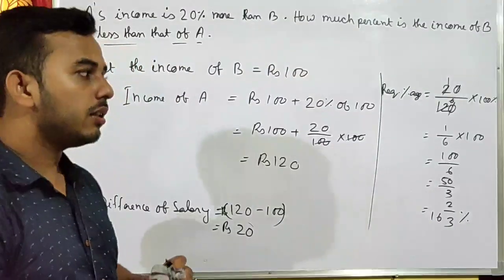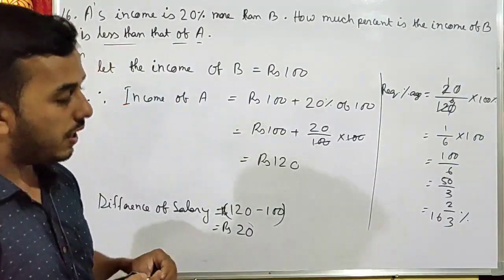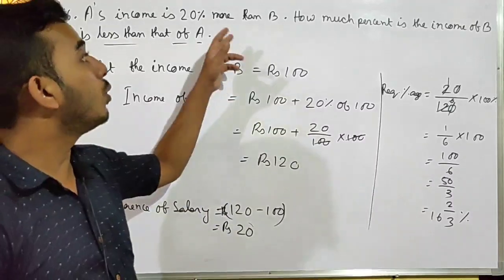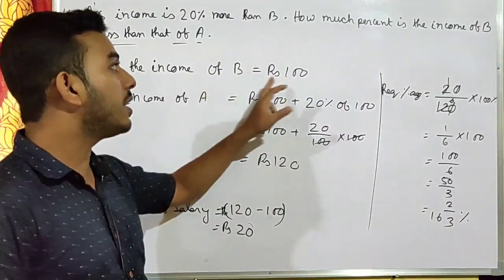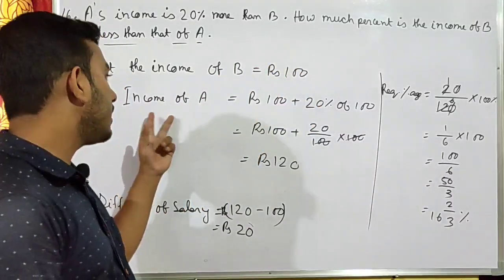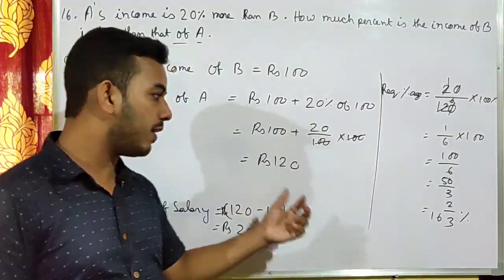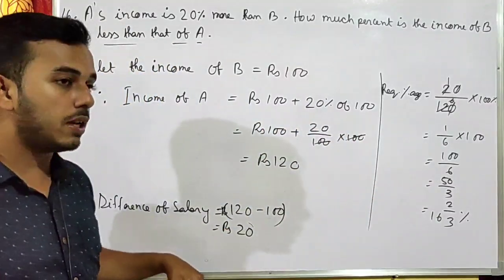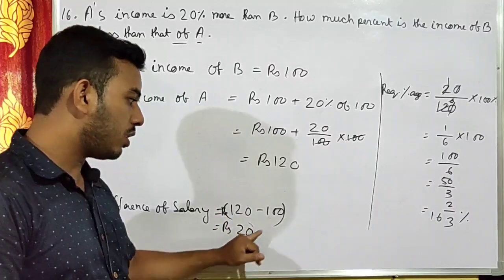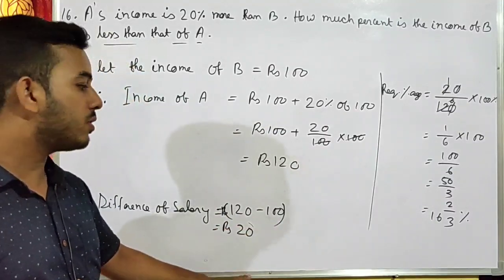After this, clear? Did you understand? In this question, A's salary is 20% more than B's, so we take B's salary as 100. Then A's income would be 100 plus 20% of 100, and the difference of the salary will be 120 minus 100, rupees 20.